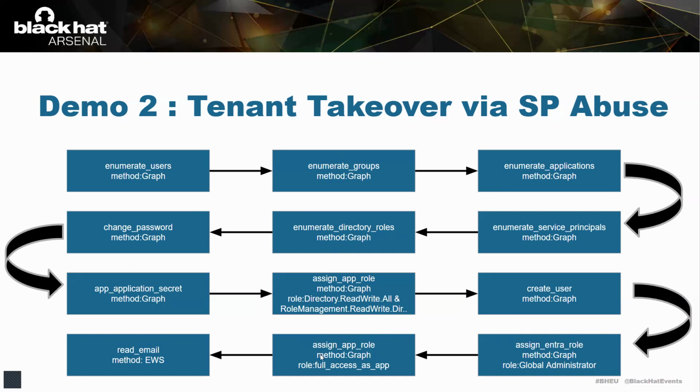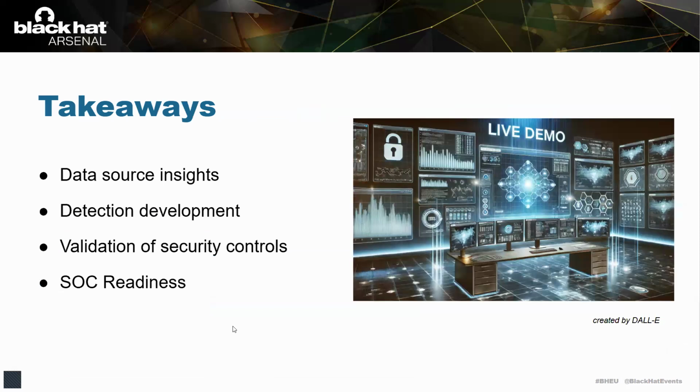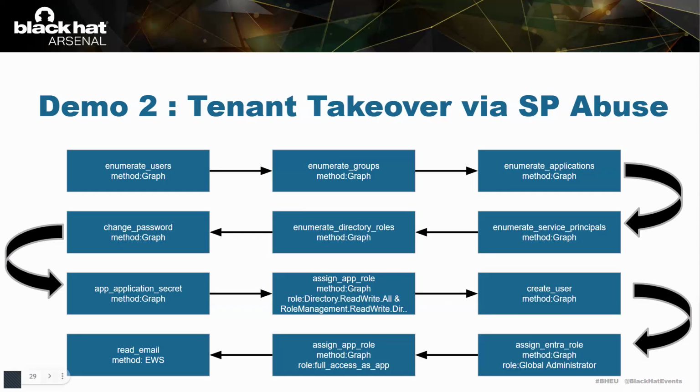And finally, we're gonna call this assign app role technique one more time, but this time, we're gonna get a different role. We're gonna get the Full_Access_As_App role. This is a role for the Exchange Online API that allows us to read emails from anyone on this tenant. So we're not only going to take over the tenant, we're actually going to read secrets from users using that service principal. Okay, so bear with me one second to get things ready for this demo.